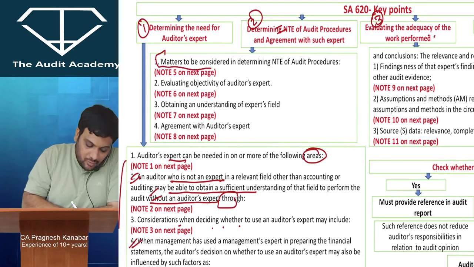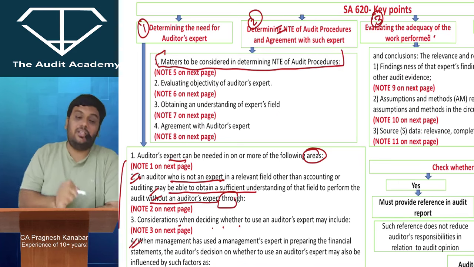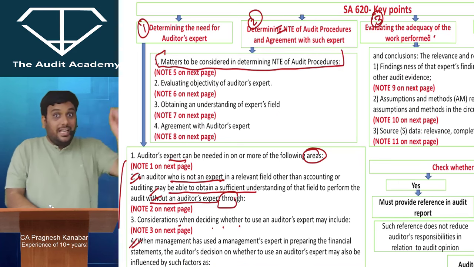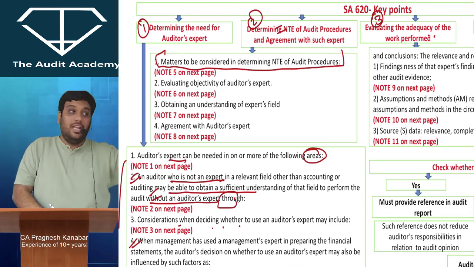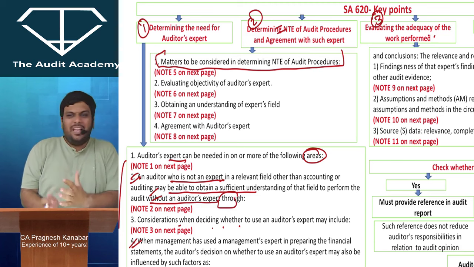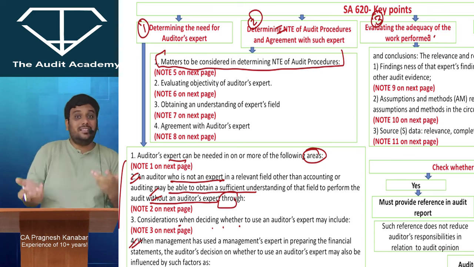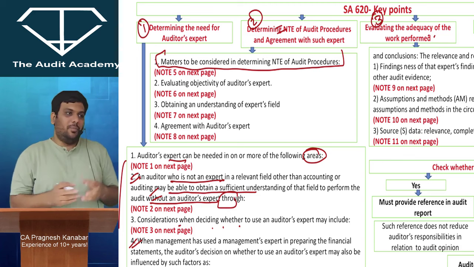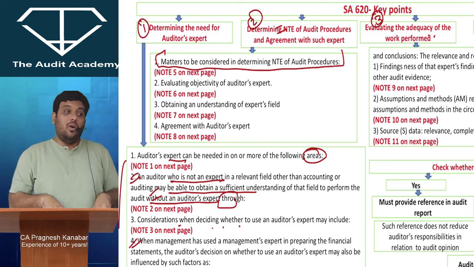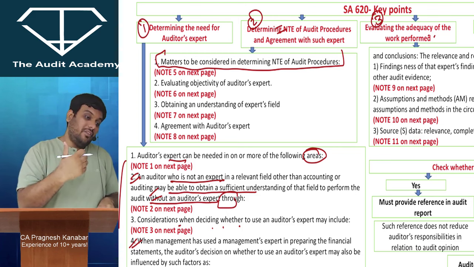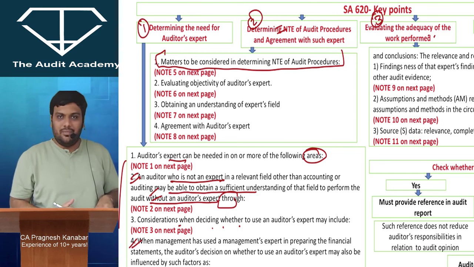So what are the matters to be considered in determining the nature, timing and extent of audit procedures? How much the expert that I am going to appoint has the competence, capability, objectivity, the experience. If I have a past experience with him, and the matter is not that sensitive, maybe I will have to perform less work. But on the other side, if I have appointed a cheap, less expensive expert, or the expert does not have much past experience in that particular matter, still I have appointed that person.